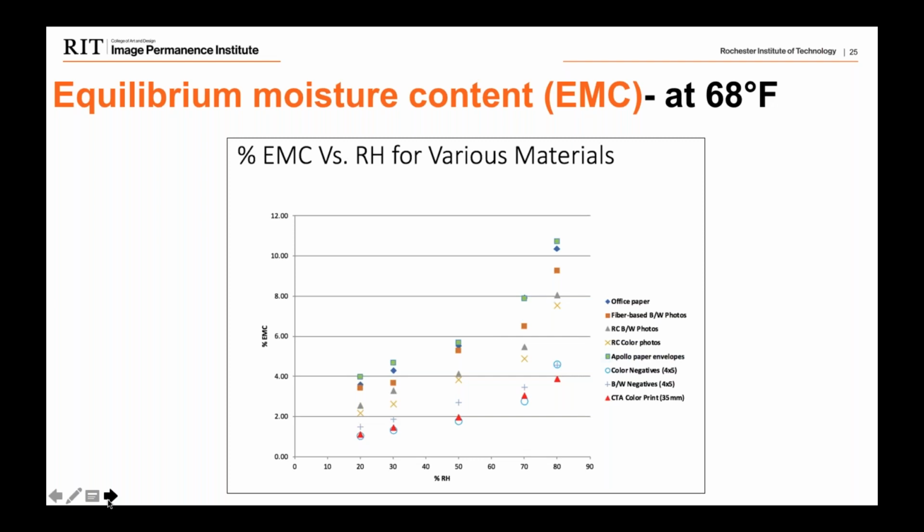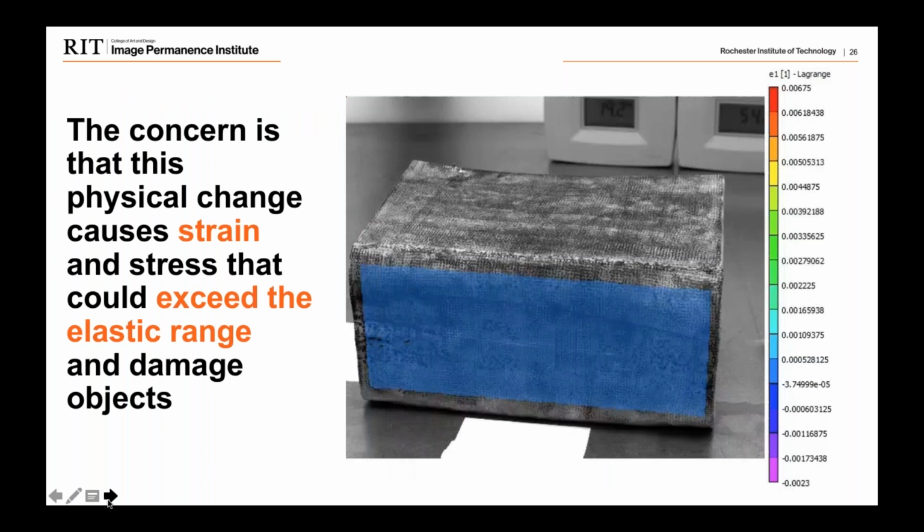So you can see in this graph that the starting point varies by material. It can vary based on the history of the object, whether it's historic or more modern, but generally that moisture content is increasing with every increase in relative humidity. And the reason we're concerned about moisture content is because that results in a physical change that can cause strain and stress as they expand and contract.